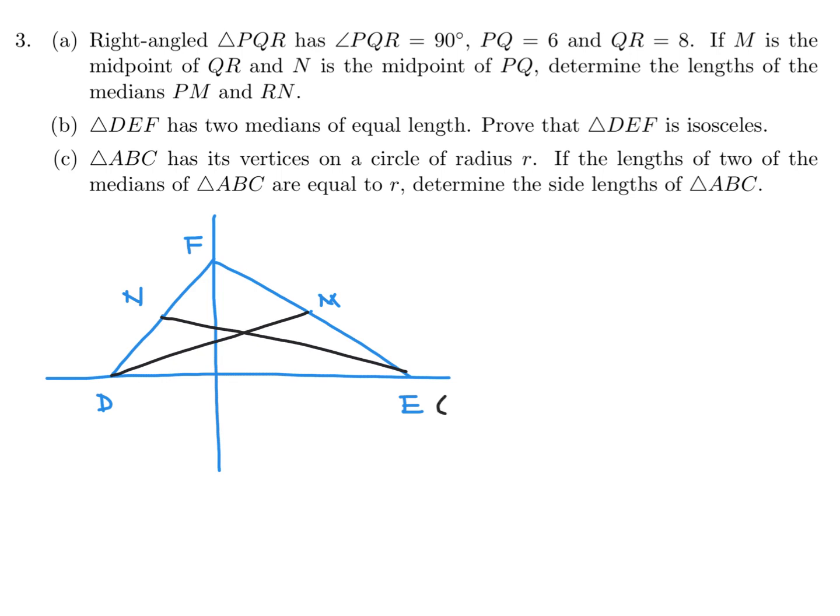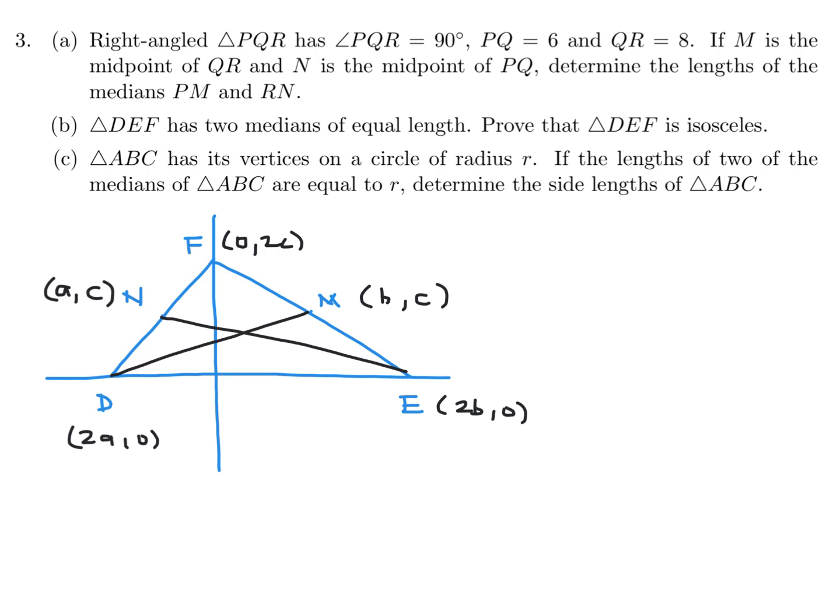So for E, I will call it (2b, 0). And I'm using 2b because that way I can call this b for its x coordinate. And then for D, I will call it (2a, 0). And then similarly, the x coordinate for N would be a, since it's the midpoint. And F I will call (0, 2c). And the y coordinate for M would be c, and the y coordinate for N would also be c.